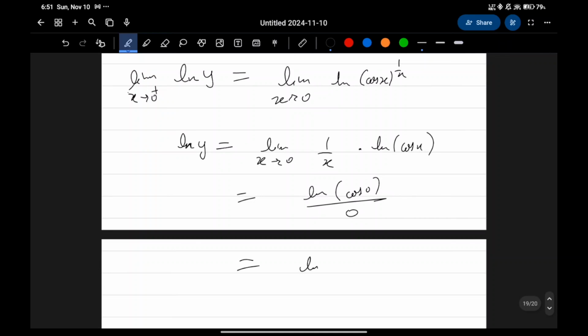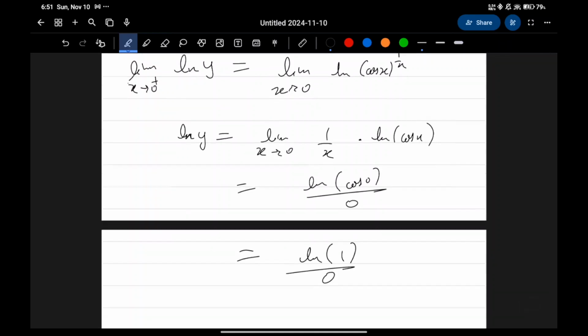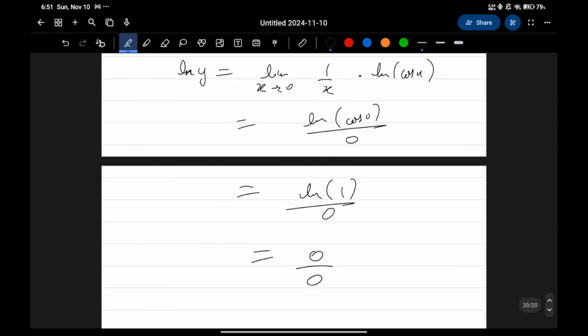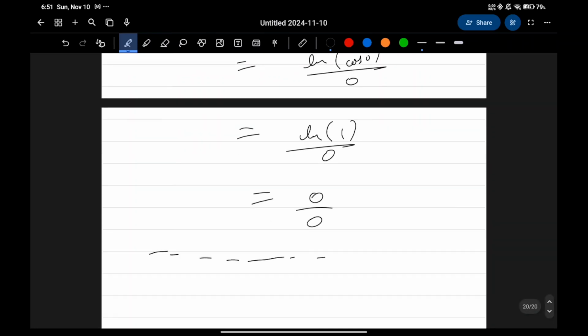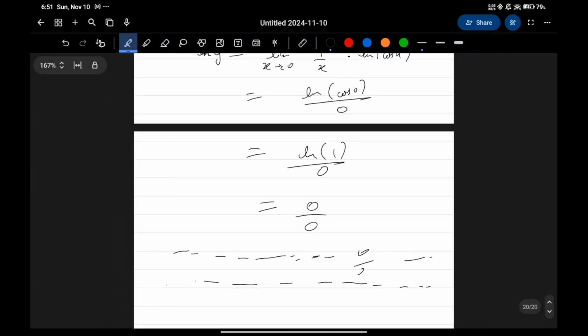What's cos of 0? Cos of 0 is 1. Log of 1 is 0, so it becomes 0 over 0. Now, because it is of the form 0 over 0, therefore I can use L'Hopital's rule. Write that on your exam sheet. Your grader will bless you. Trust me.